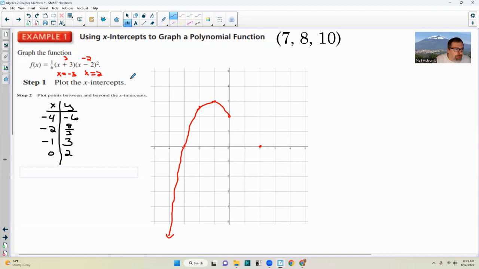So then I choose one more point, 1. And if I substitute 1 into this equation, I get 1 plus 3, which is 4, and 1 minus 2, which is -1. -1 squared is 1, times 4 is 4, divided by 6 is 4/6, or 2/3. So I'm going to go over 1 and up 2/3, which is right here. So now this is coming down like so, and it's continuing down to our x-intercept. And I'm going to do one more point, and that's going to be 3.